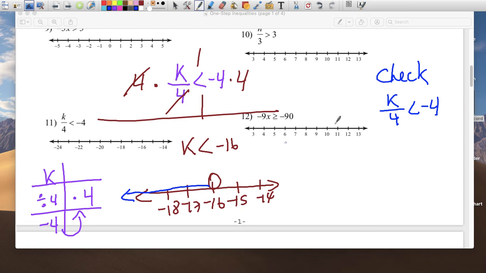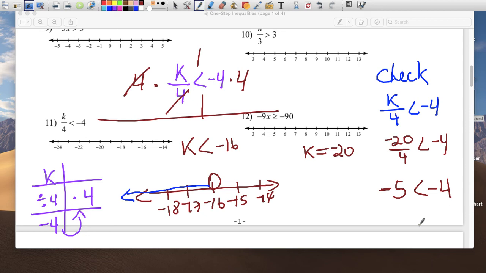Let's pick a number over here on the left side. It's divided by 4, so I'm going to pick a multiple of 4 to make my division easier. Let me pick k equals negative 20. Now replace that: negative 20 divided by 4 less than negative 4. What's negative 20 divided by 4? It's a negative divided by a positive, which is negative, so negative 5. Negative 5 is less than negative 4, and that's completely true. So it seems that I did the right thing. My check is okay, my number line is okay, my graphing is okay, and my solving is okay.